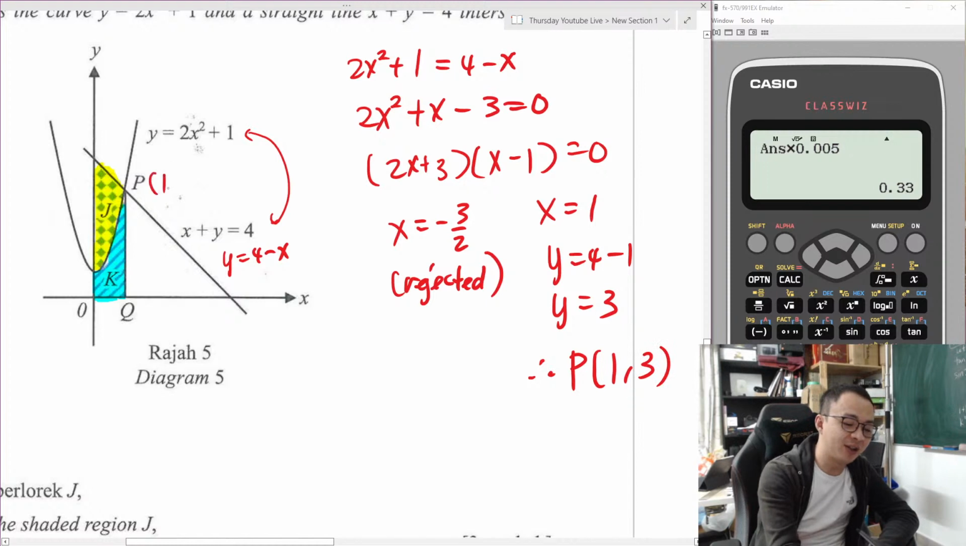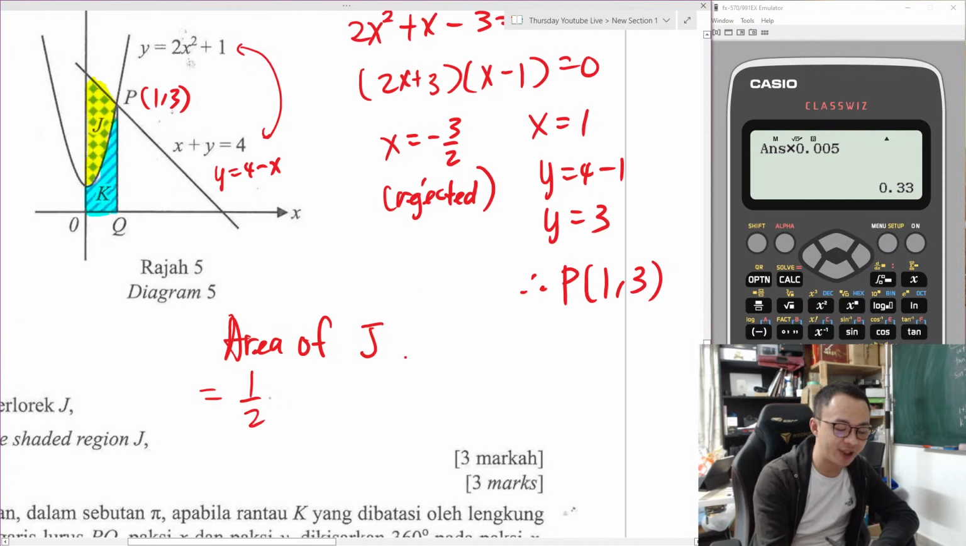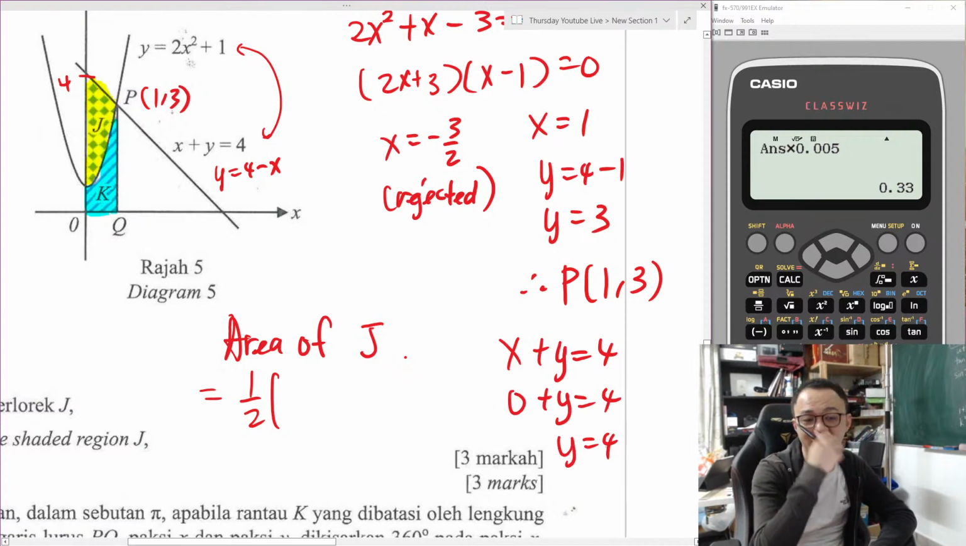So after I got 1, 3, I can find the area of the trapezium, right? Then I can find the area of J. If I want to find the area of J, I will get the trapezium first. Half, a plus b. So I need to find this coordinate as well. The y-intercept, this is 4. You make x equals to 0. So x plus y equals to 4. 0 plus y equals to 4. Y equals to 4. So this is how I get the coordinate 4.